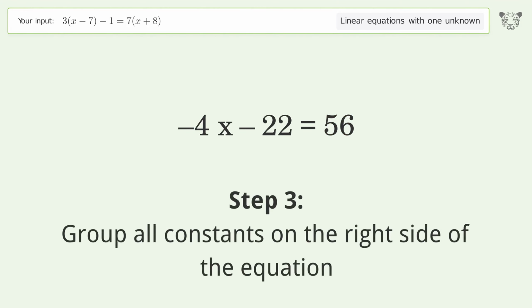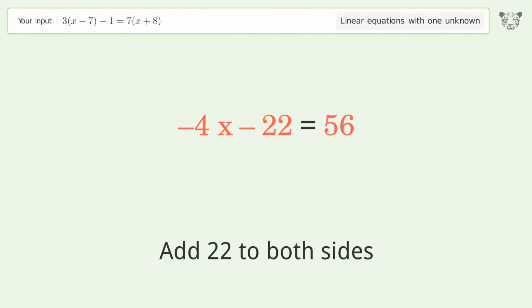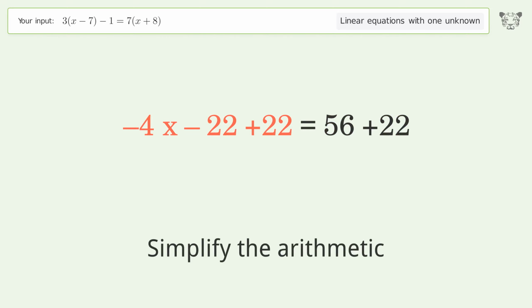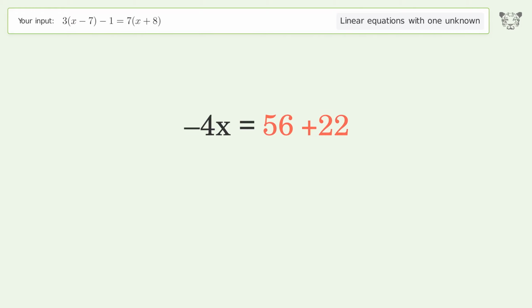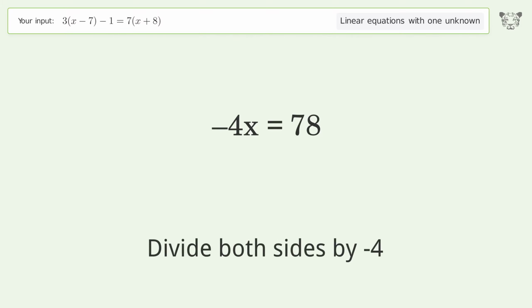Group all constants on the right side of the equation. Add 22 to both sides. Simplify the arithmetic. Isolate the x. Divide both sides by -4.